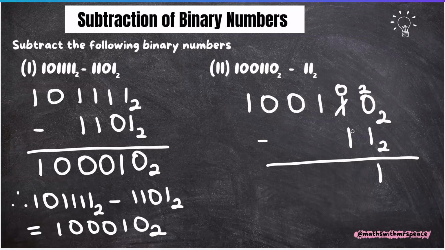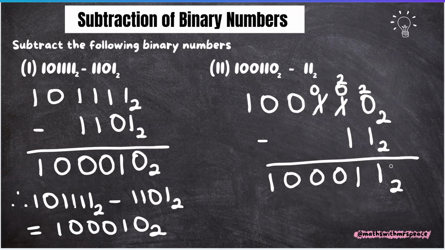0 minus 1 cannot. So we'll come to the next number here and we'll borrow again. If you borrow 1 from here, this is going to be 0, but what we have borrowed, when it gets here, will be a 2. Again, 2 minus 1 will be 1. And then I'm going to bring down the other numbers here. We'll have 0, 0, 0, and 1 in base 2. So this is how to perform subtraction directly in base 2.